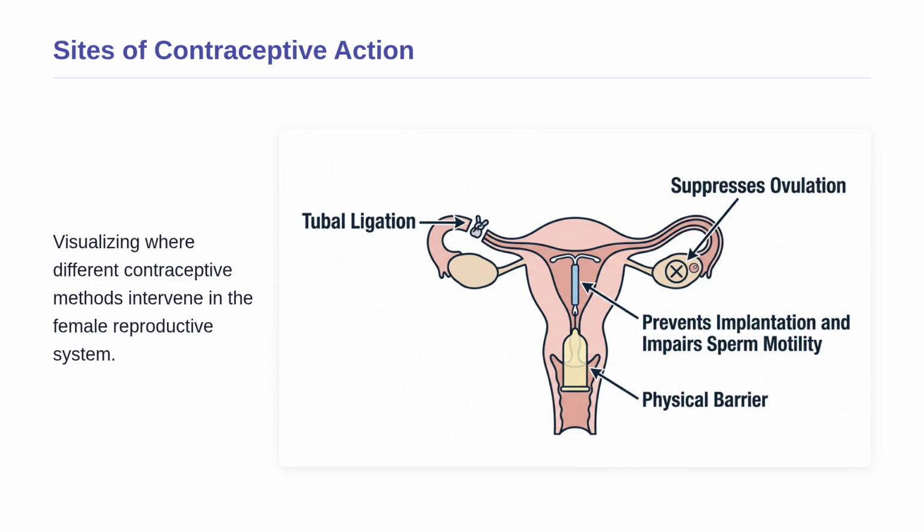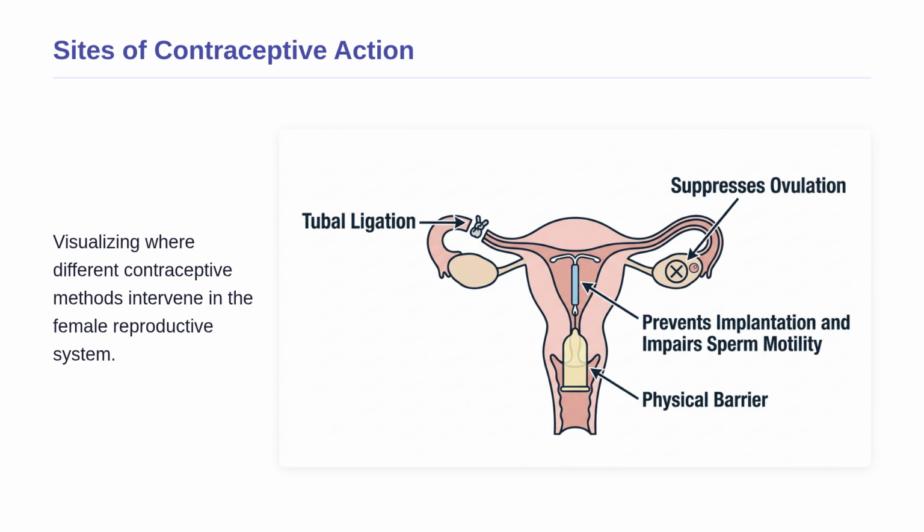To consolidate our understanding of these mechanisms, let us look at this anatomical diagram. Here we see the female reproductive system, including the ovaries, fallopian tubes, uterus, and cervix. Notice the 4 labeled intervention points. At the top left, an arrow points to a cut fallopian tube, representing tubal ligation, a permanent surgical block.